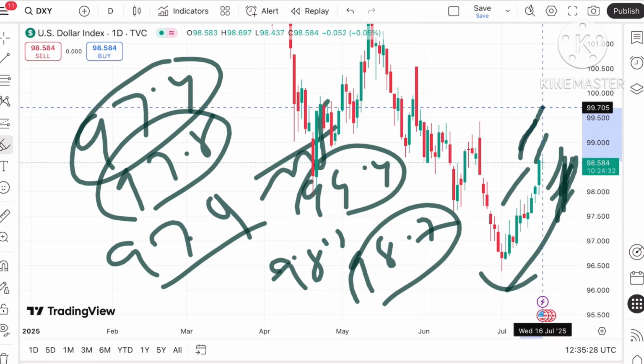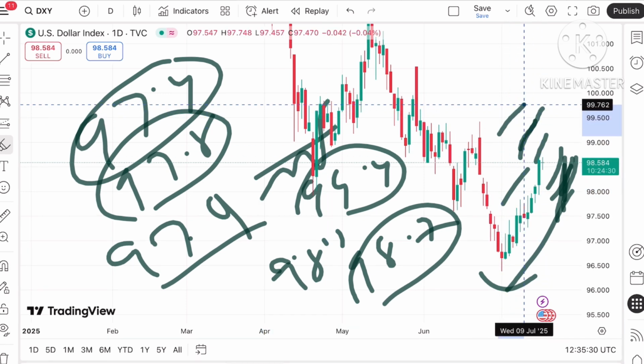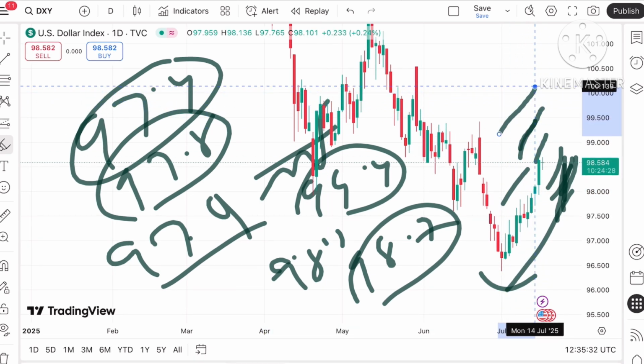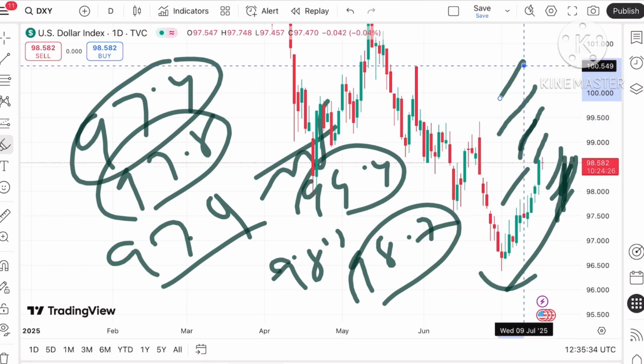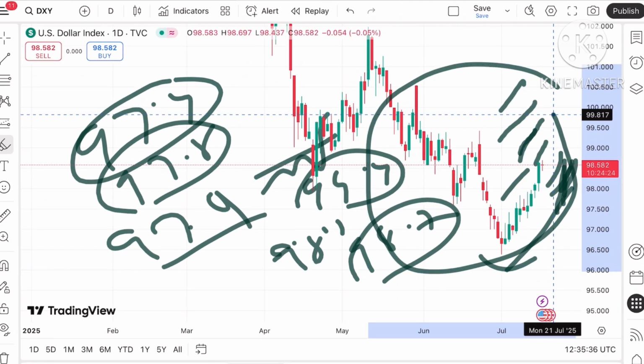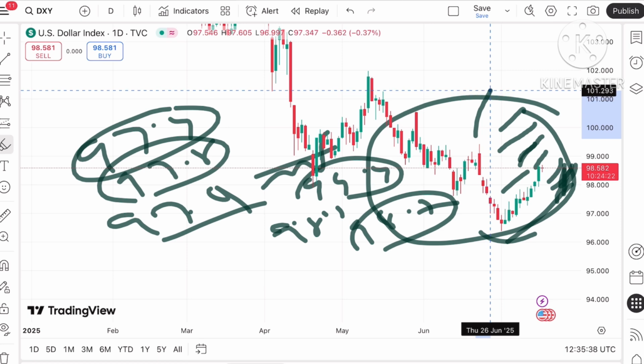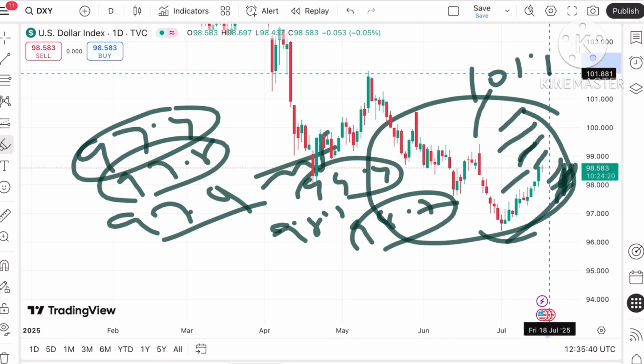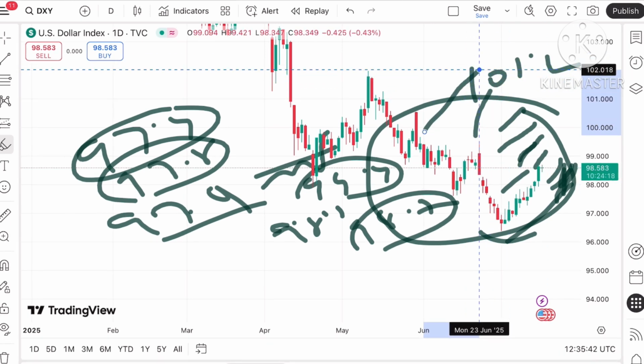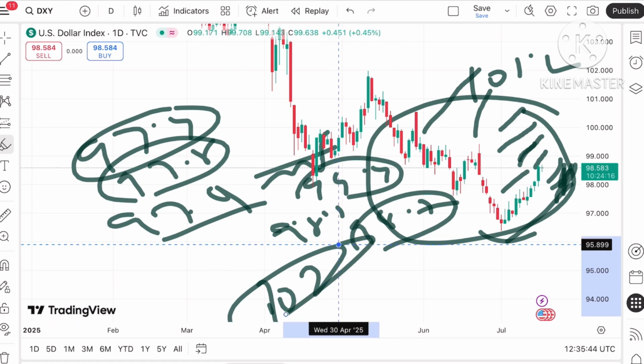So the price will rise further upside and can move above a level of 99.7, then to a level of 100.1, and if the price sustains above this level, it can cross above a level of 100.5, and a probability of going toward 101.2 we can see, and from there a further upside can be seen towards $102.